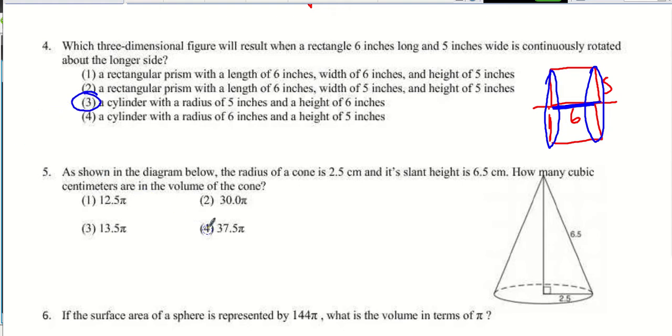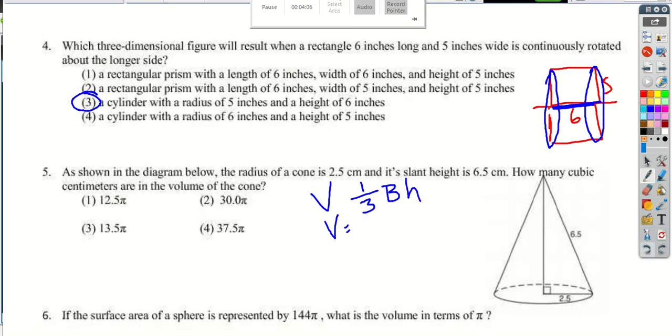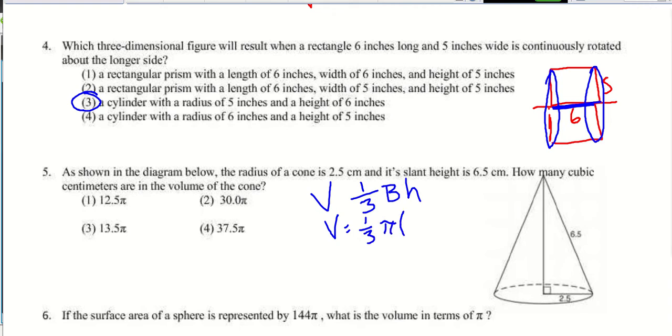How many cubic inches in the volume? Remember, a cone is 1/3 the area of the base times the height. The base is a circle here, so it's 1/3 and then pi r squared for that area. So 1/3 pi times radius 2.5 squared. The slant height is given, but we need the actual height. So we're going to have to do a little Pythagorean theorem here.